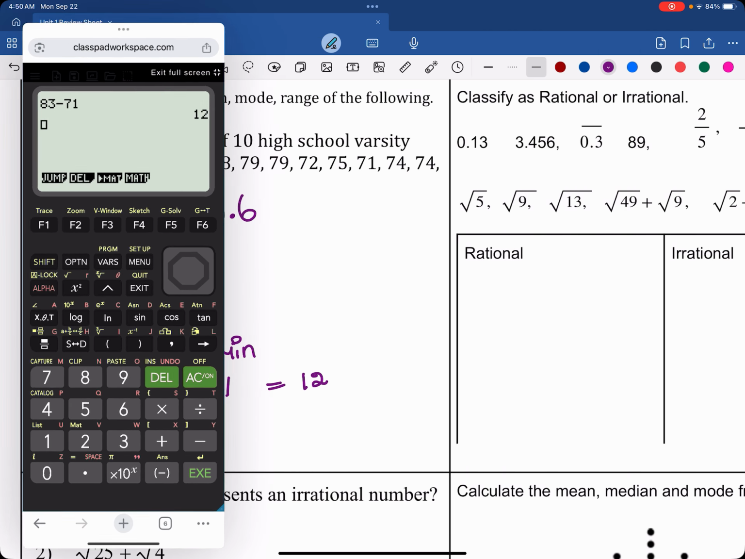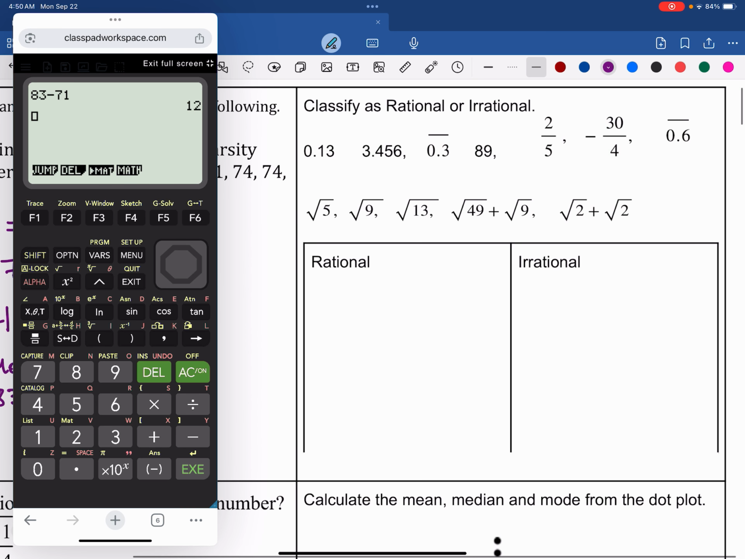Alright, cool. Question 2 says, classify as rational or irrational. So you can look through your notes again for all the notes on rational and irrational. But just so you remember, a number is rational if it can be written as a fraction. And a number is irrational if it cannot be written as a fraction.